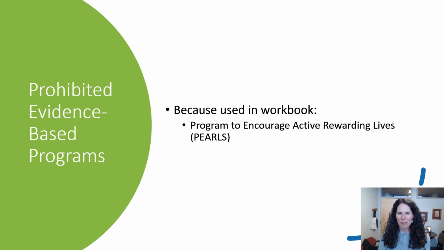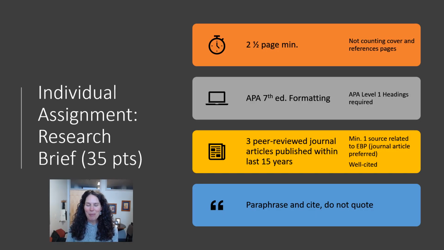Okay, let's talk more about your individual assignment, the research brief. So here's a couple of slides. It's a 2.5-page minimum, not counting the cover page and the references. I want you to use APA 7th edition formatting for your in-text citations and your reference list, and I'm also requiring APA level 1 headings. There's 5 sections, and so you'll have 5 level 1 headings so that we can clearly track that you're addressing all sections.